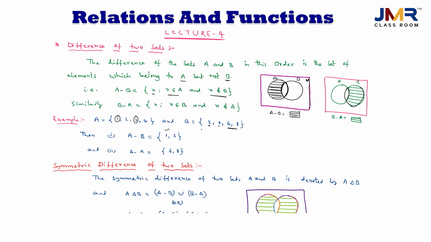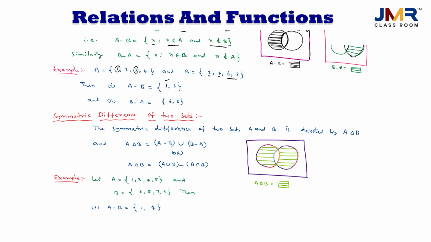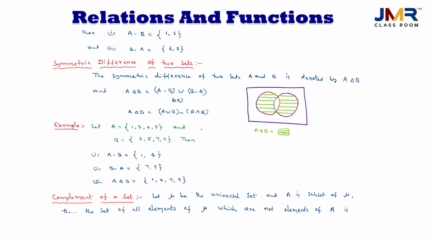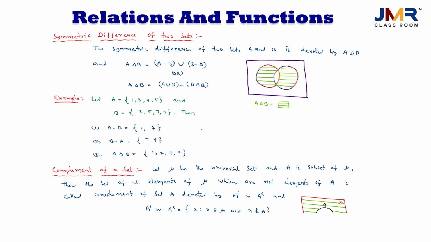Now, next point, symmetric difference of two sets. What is symmetric difference of two sets? For example, A and B are any two sets. The symmetric difference of A and B is denoted by A delta B. You have to read this symbol as delta. A delta B is defined as A minus B union B minus A. A delta B equals A minus B union B minus A.